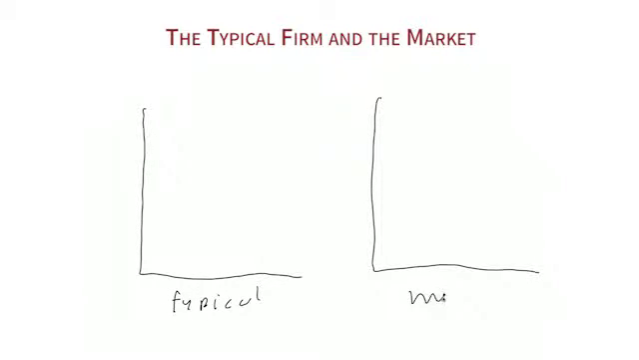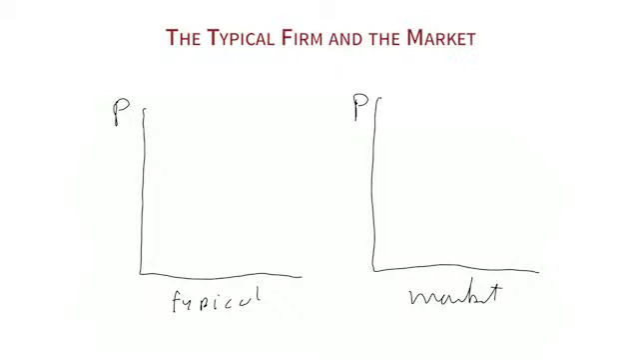I need to have a diagram to do this, and so let me draw the diagram so you can see what's going on. I want to have this typical firm and the market together. So on the left-hand side of the diagram, we'll draw a picture for the typical firm, and on the right-hand side, we'll draw a picture for the market. So this is the typical firm over here, and this is the market over here. On both graphs, and this is important, we're going to put the price. And the price is the same in both diagrams. It represents the price of bicycles in the market.